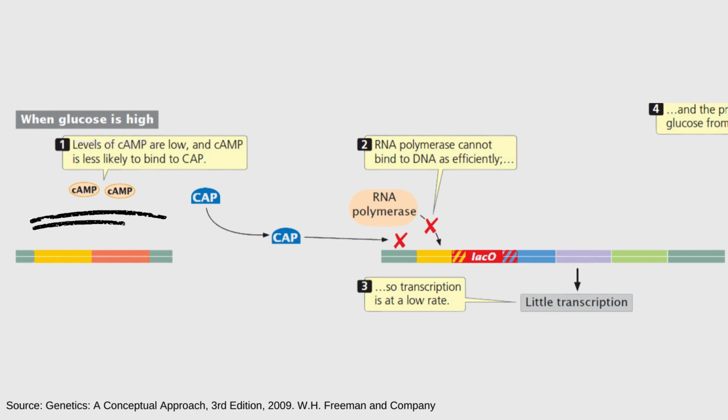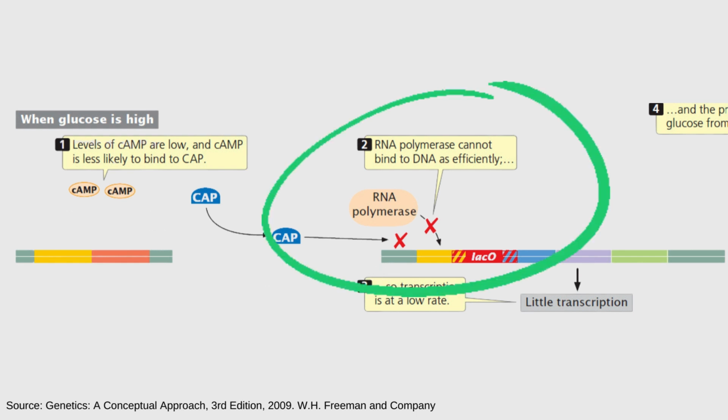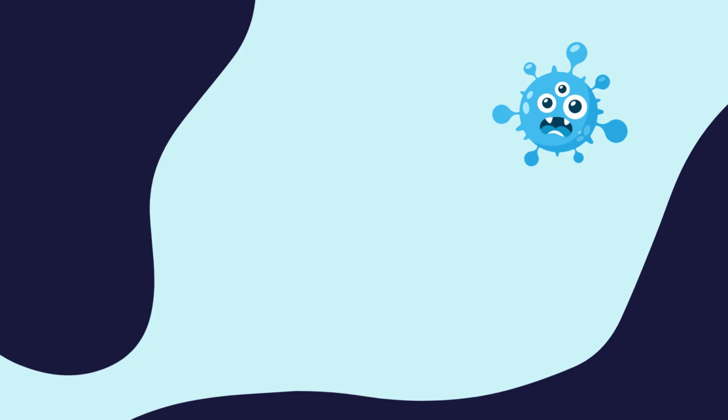On the other hand, when glucose is high, the levels of cAMP are low. As a result, cAMP is less likely to bind to CAP. RNA polymerase then cannot bind to the promoter region of the DNA as efficiently. In this case, transcription rate is low. Let's now proceed with the last operon.